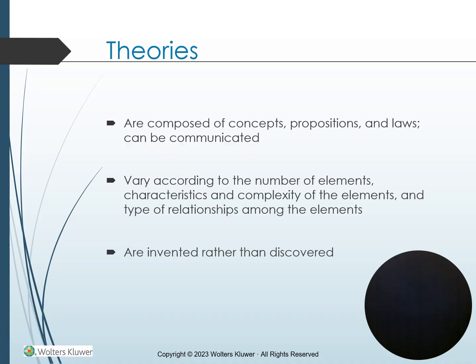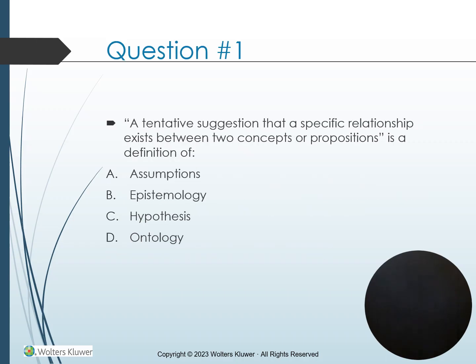So as we look at theories, they are composed of these concepts, these propositions, and these laws. They can vary according to the number of elements, characteristics, and complexity of the elements, and even the type of relationship between and amongst these elements. They are invented rather than discovered.